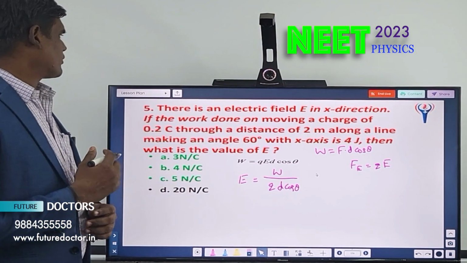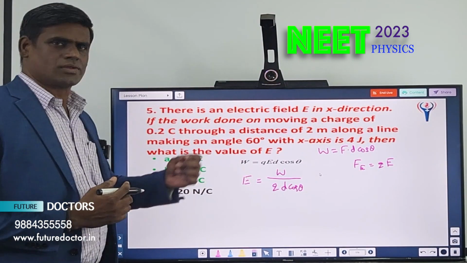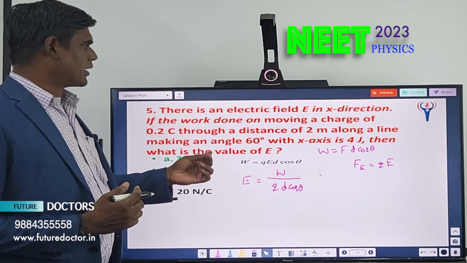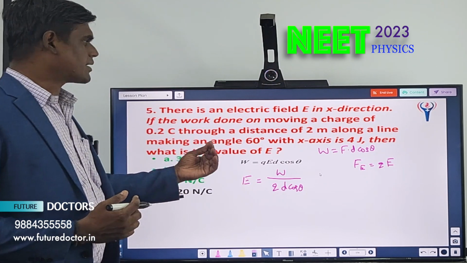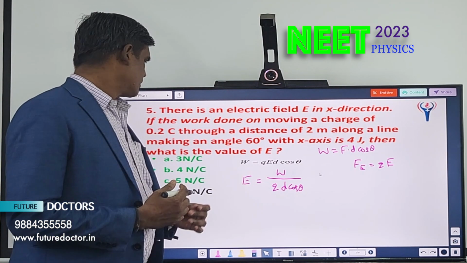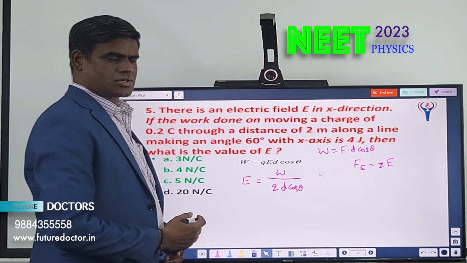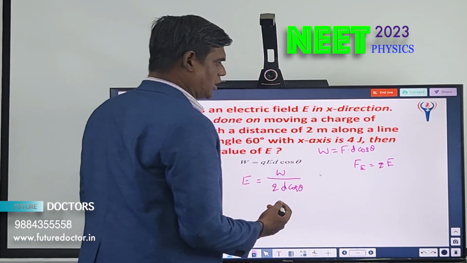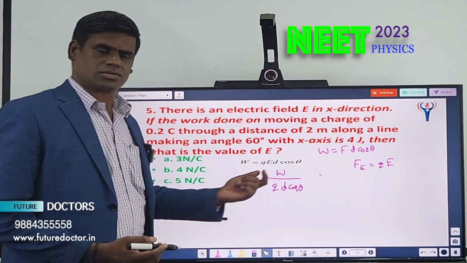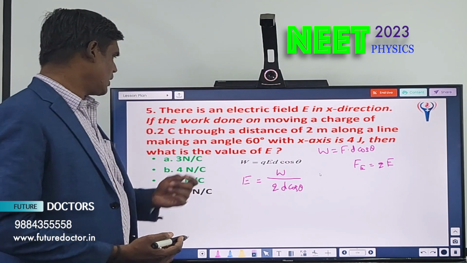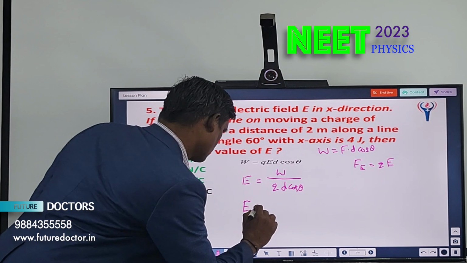Next question number 5. There is an electric field E in the x direction. If the work done on moving a charge of 0.2 coulomb through a distance of 2 meter along a line making an angle 60 degree with x-axis is 4 joules, then what is the value of E? Formula, actually work done W equal to F D cos theta. And the force due to electric field is QE. We substitute this, then our required formula is W equal to QED cos theta. And you want to find electric field E only. E equal to W by QD cos theta.